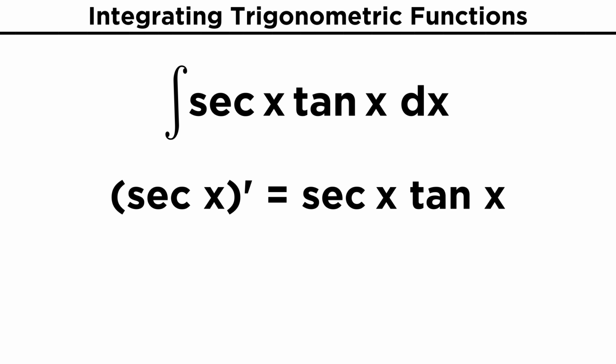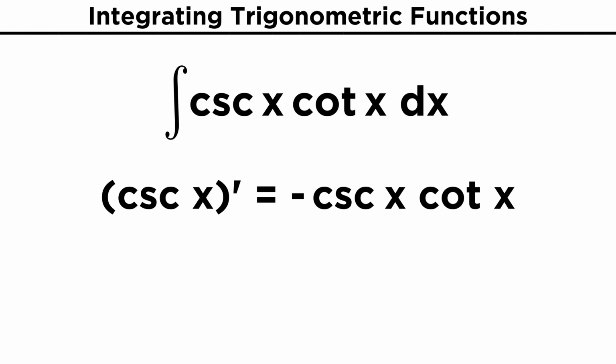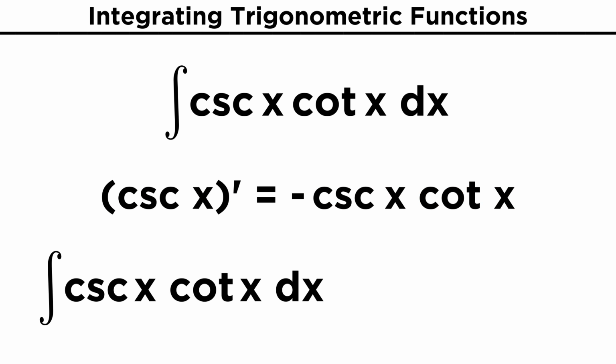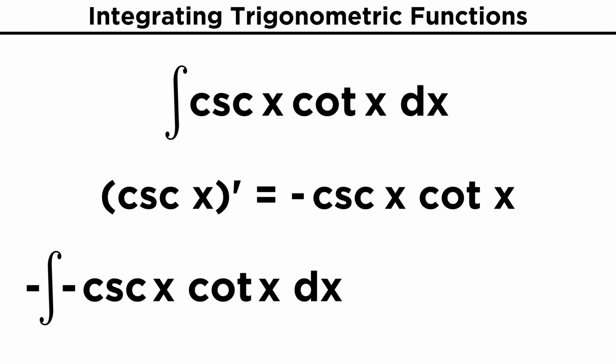Then there were the two weirder ones. The derivative of secant is secant tangent, so the integral of secant x tangent x will be secant x plus c. And then lastly, the derivative of cosecant is negative cosecant cotangent. So if we see the integral of cosecant x cotangent x, we do the double negative thing one more time, bring one of them outside, and we end up with negative cosecant x plus c.